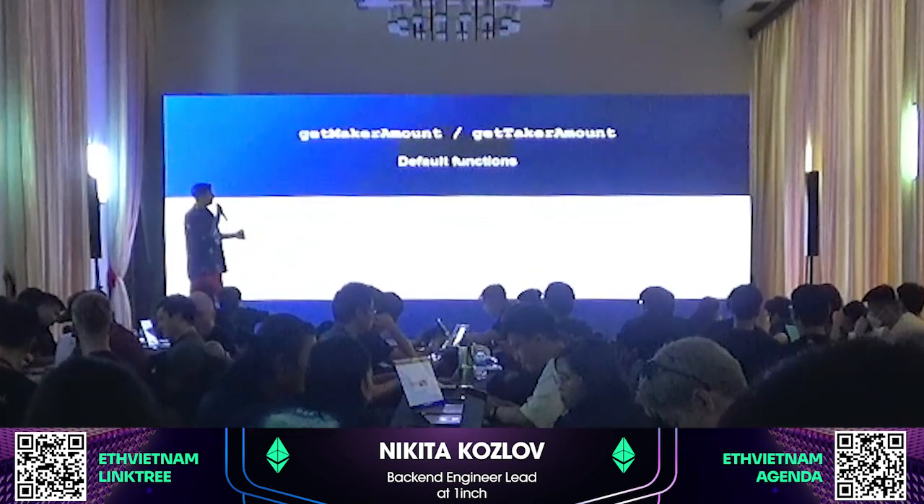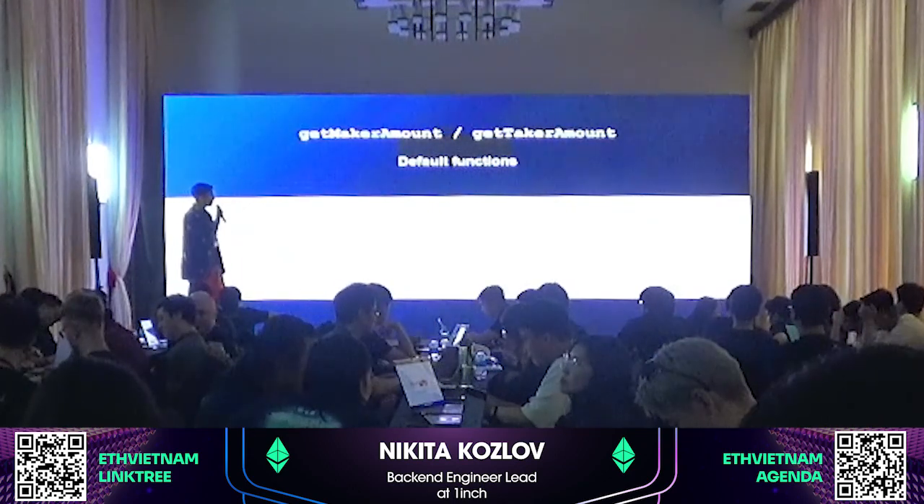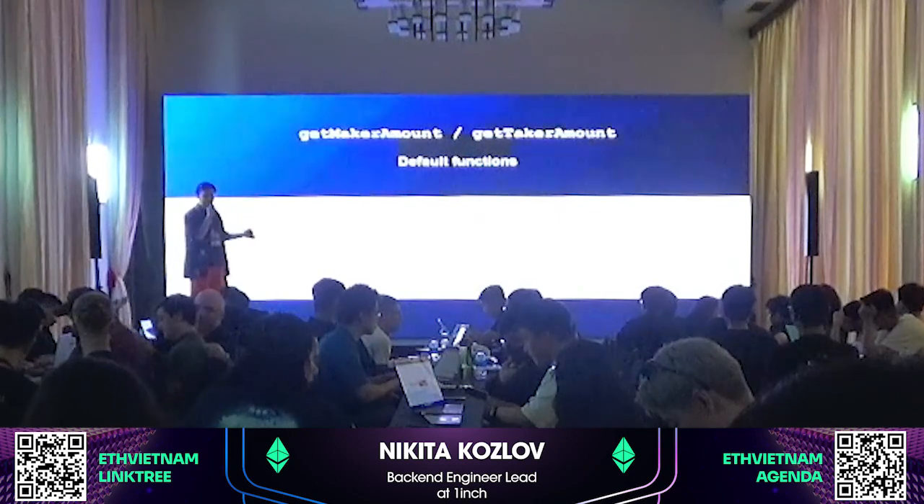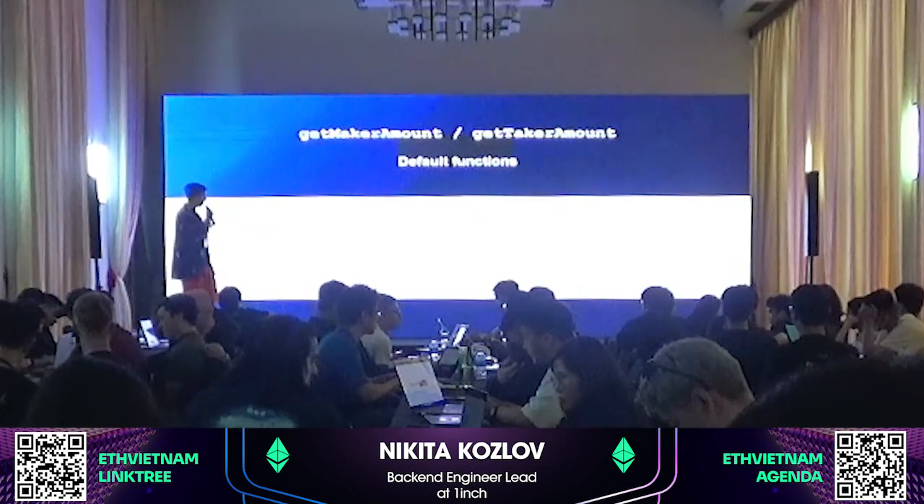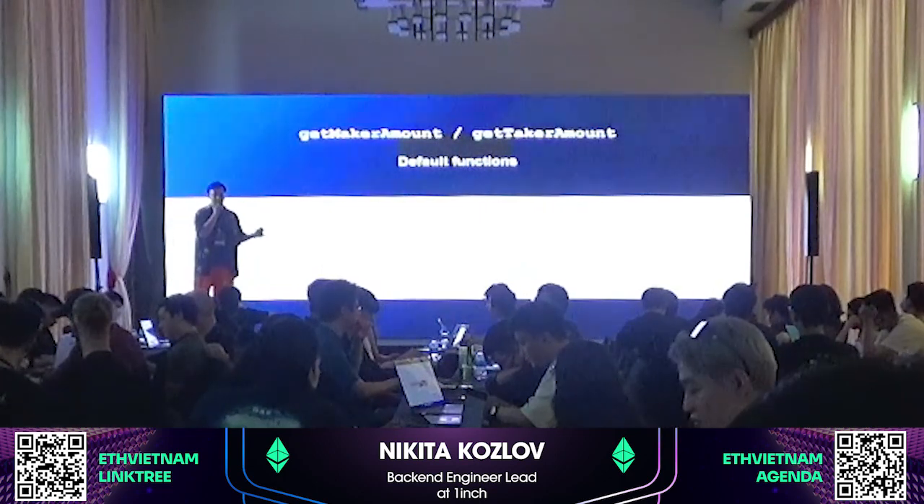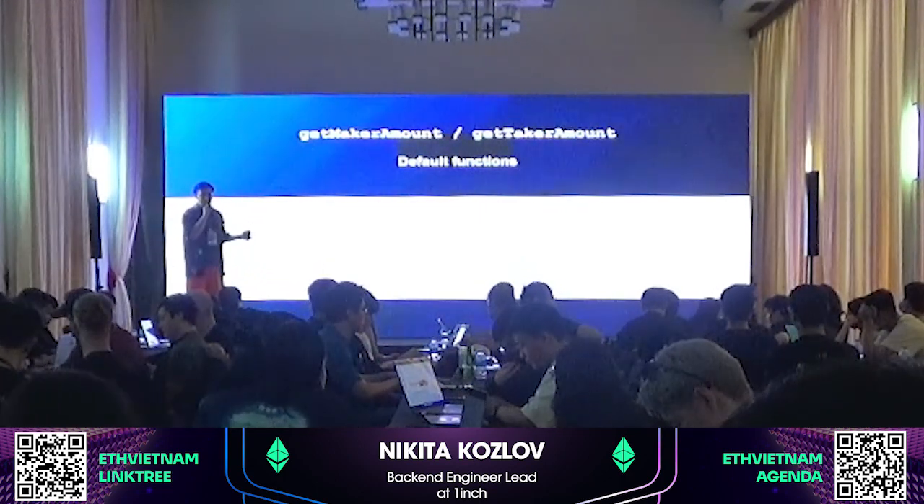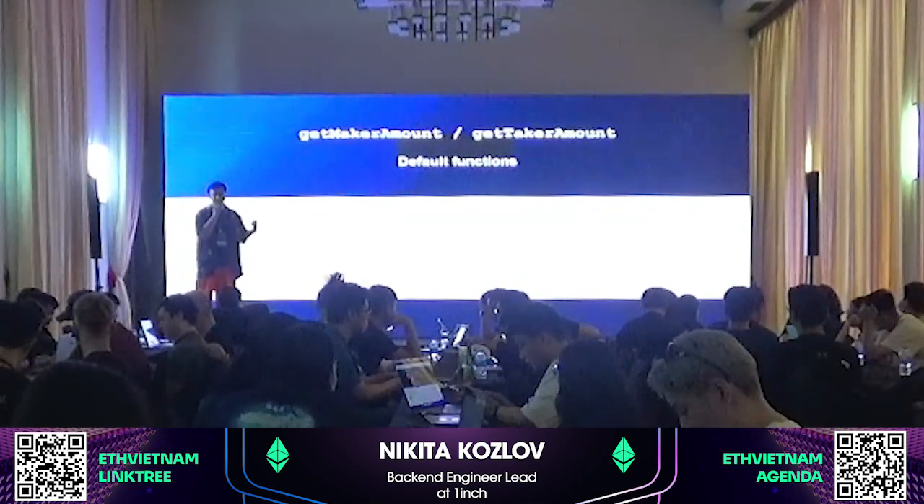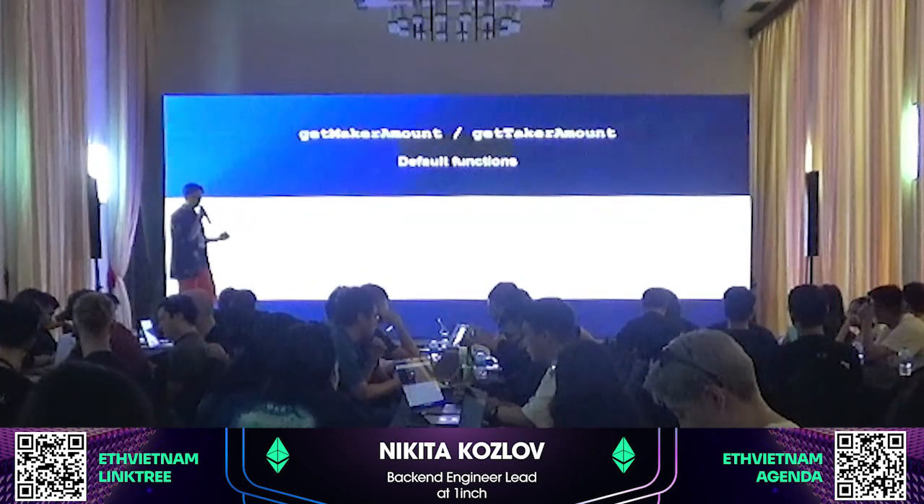So yeah, a bit more about get taker and get maker amount. Basically, there are default functions that show how we calculate the rate of each amount. But you can actually re-implement them, and if you re-implement them, that means you can have your own price formula for each moment when your limit order is being filled.